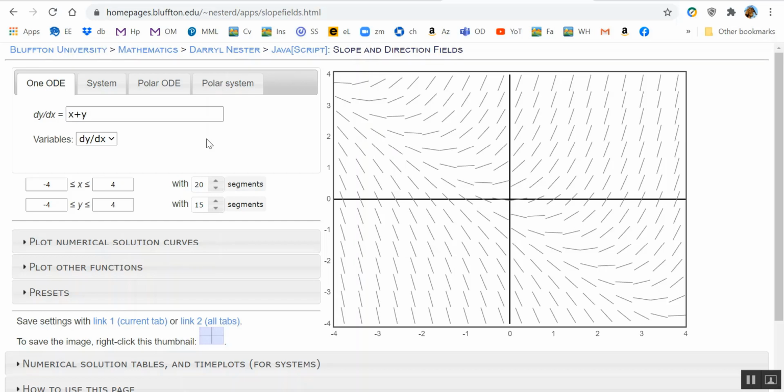And if you are interested in a larger portion of the plane, you can change up the values on x and y, and you can change the number of line segments. I'll just leave it at the default.